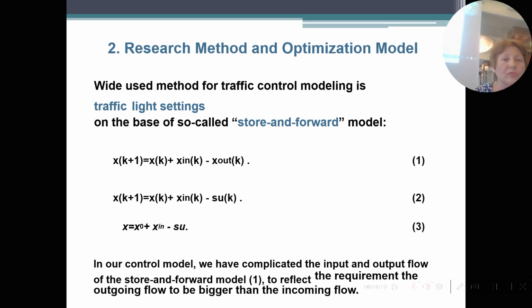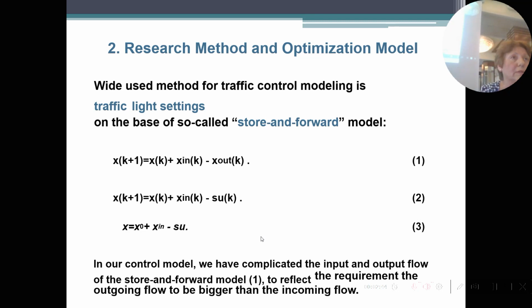A widely used method for traffic control modeling is traffic light settings on the basis of the so-called store and forward model. This model says the number of vehicles at a given moment is equal to the number of vehicles at the previous moment plus incoming vehicles minus outgoing vehicles. The outgoing vehicles of the crossroad section depend on the green light duration U and the capacity of the street S. And if the control cycle is K, then this model is simplified to equation 3.